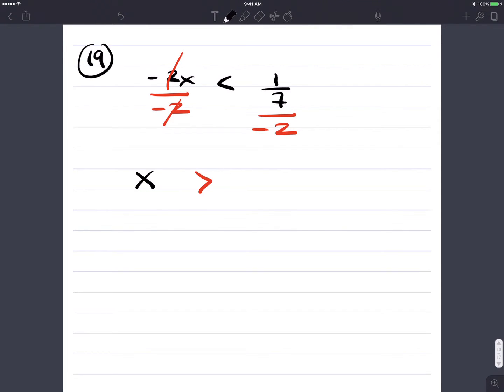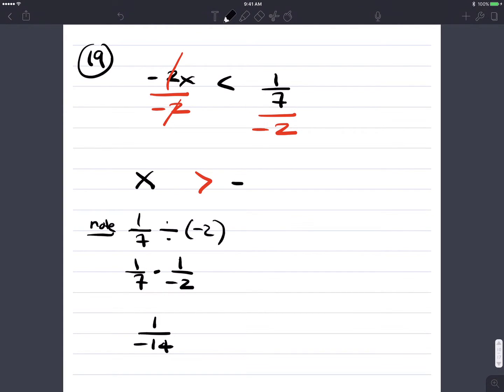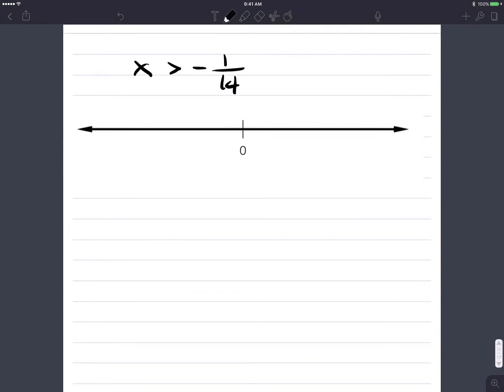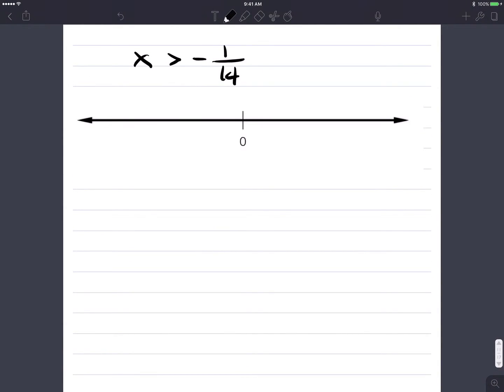We have to note that 1/7 divided by negative 2 can be written as 1/7 times 1 over negative 2. When we multiply our fractions, we get 1 over negative 14. So that our inequality becomes x less than negative 1 over 14. We're going to now have to graph.